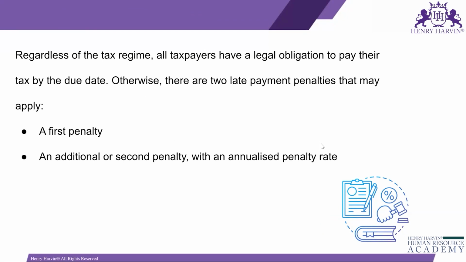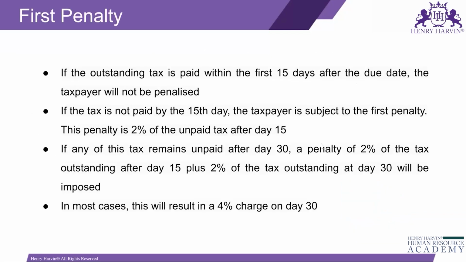So there is a first penalty, and an additional or second penalty with an annualized penalty rate. After some specific period, if the payment is still due, an additional penalty will be charged. So let's see what this is. The first penalty: if the outstanding tax is paid within the first 15 days after the due date, the taxpayer will not be penalized. So the grace period is around 15 days. If the tax is not paid by the 15th day, the taxpayer is subject to the first penalty. This penalty is 2% of the unpaid tax after day 15.